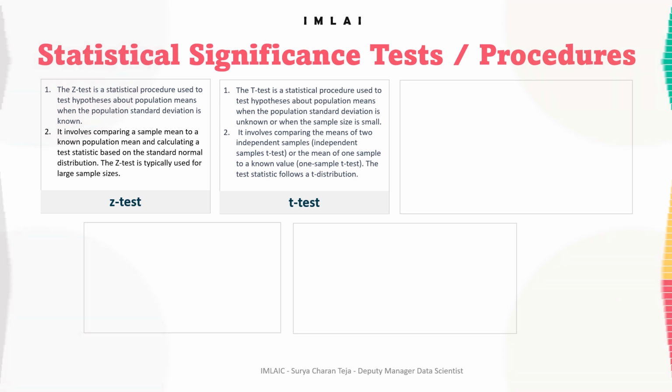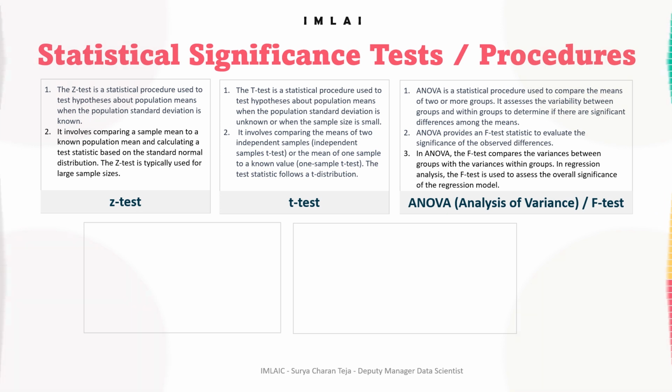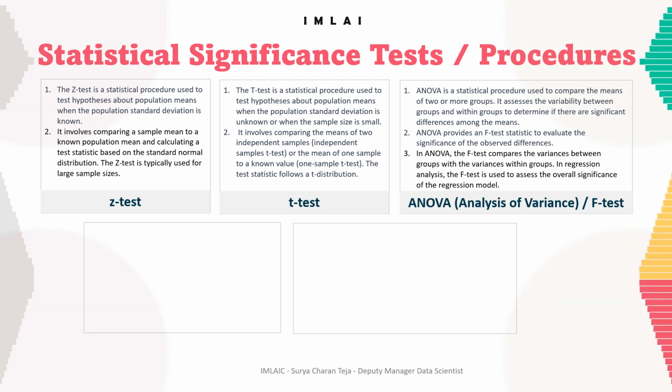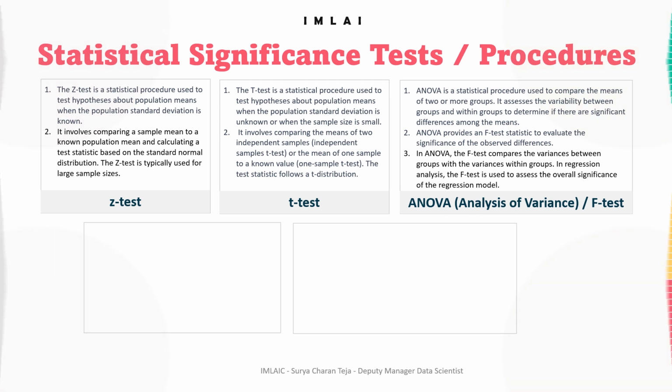And the third one we have is ANOVA, analysis of variance. ANOVA is a statistical procedure used to compare the means of two or more groups. It assesses the variability between groups and within groups to determine if there are significant differences among the means. So ANOVA provides an F-test statistic to evaluate the significance of the observed differences.